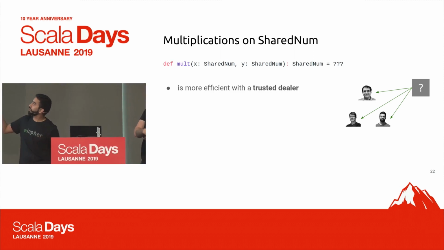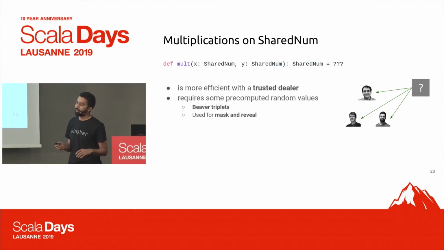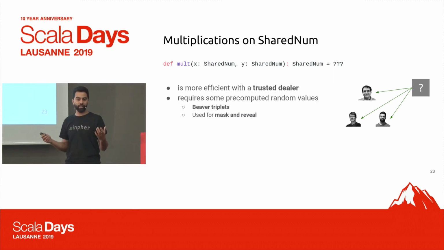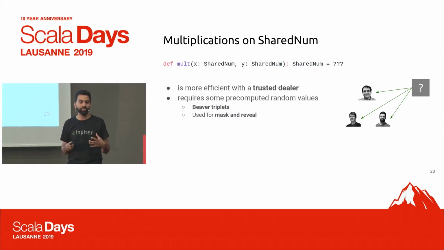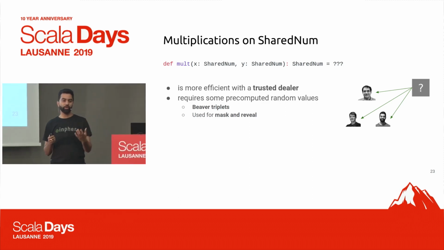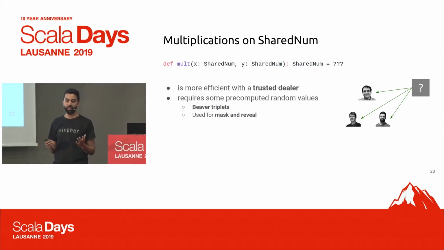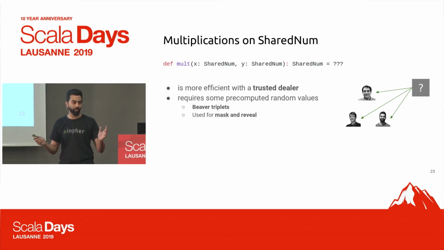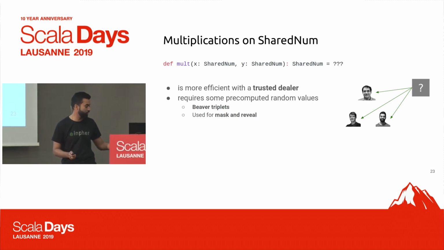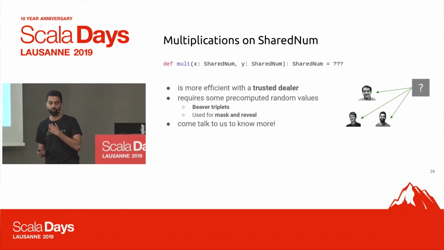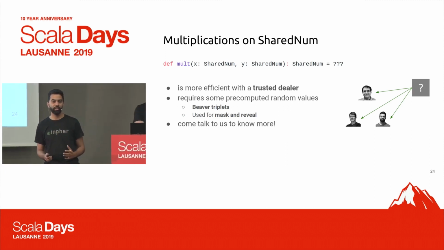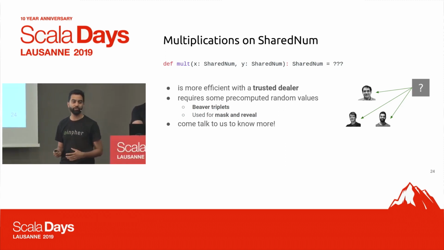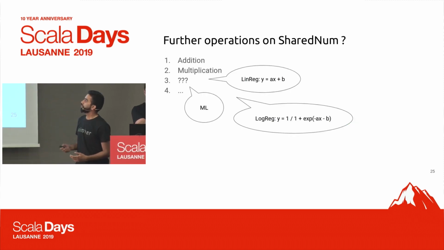And what do these shares allow us to do? Well, basically, for multiplication, this Mr. Question Mark needs to give us some pre-computed values, which we use for doing something called mask and reveal. And in the case of multiplication, this is known as Beaver triplets. These are a lot of new words. Don't worry about it. You don't need to know much about the words. Just, as I said, come talk to us to know more. I just put these here because when you see the videos, it's nice for you to go and Wikipedia them.